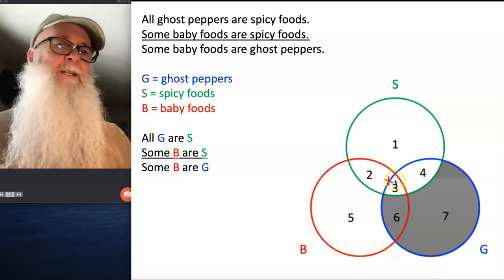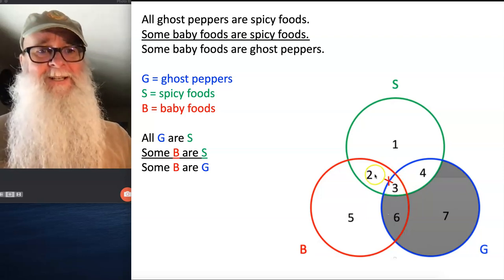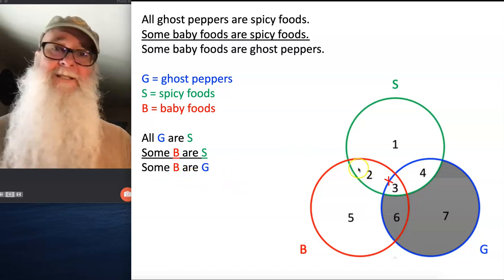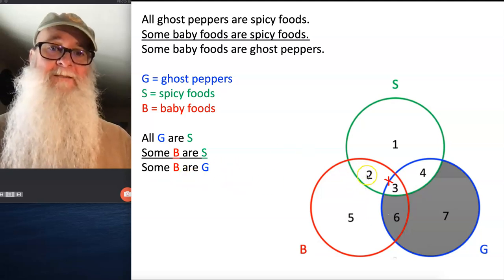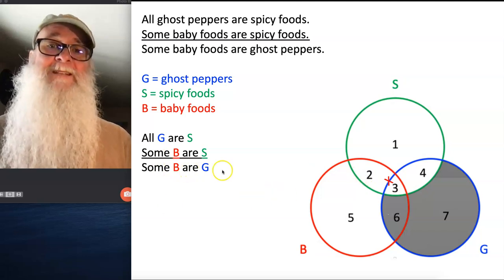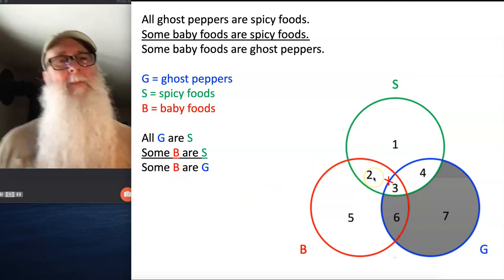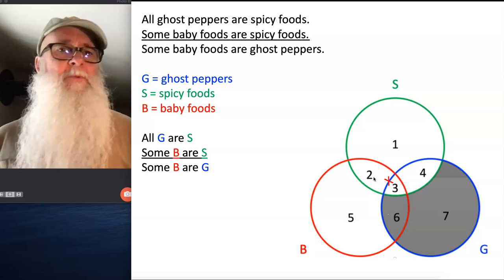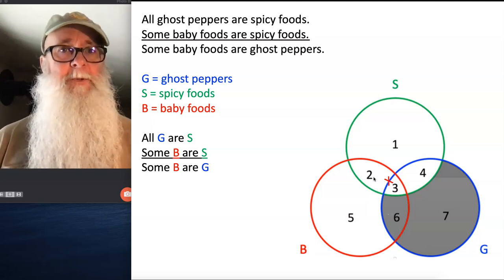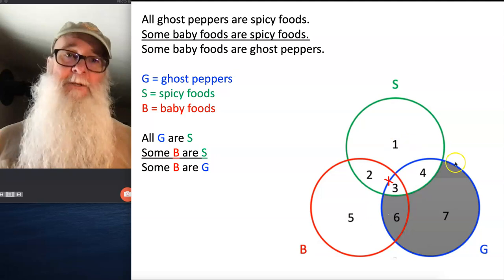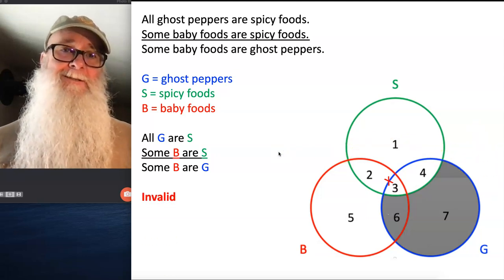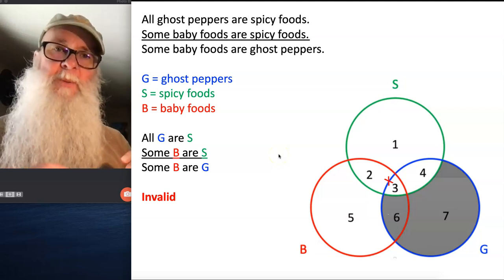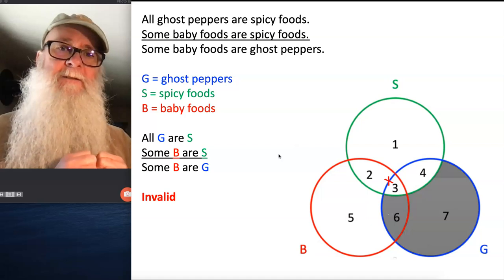But if we get more information, it turns out that X does not go in area 3. It actually falls in area 2. Now the conclusion of this argument, some B are G, is not reflected by the Venn diagram. It would be a false statement. It would say that some B are not G if the X falls in 2. And what that tells us is that when we assume the premises to be true, we don't know whether or not the conclusion has to also be true. It could be false. And if it could be false when we assume the premises are true, that's an invalid argument. Any argument where the X falls on the arc between 2 areas is an invalid argument.